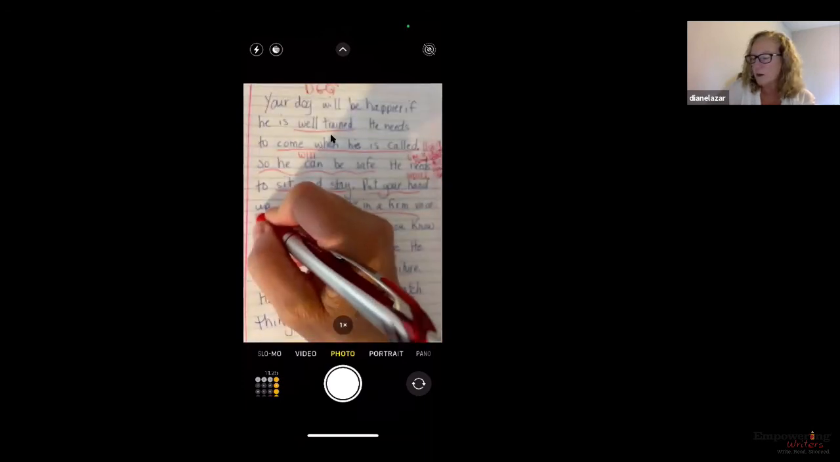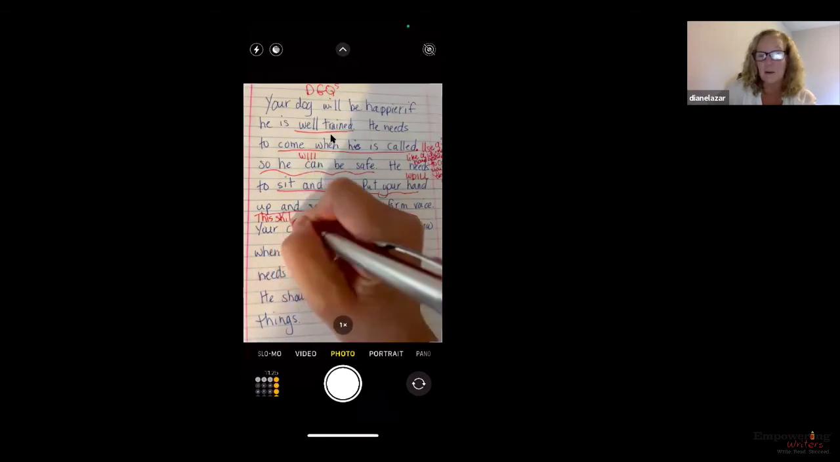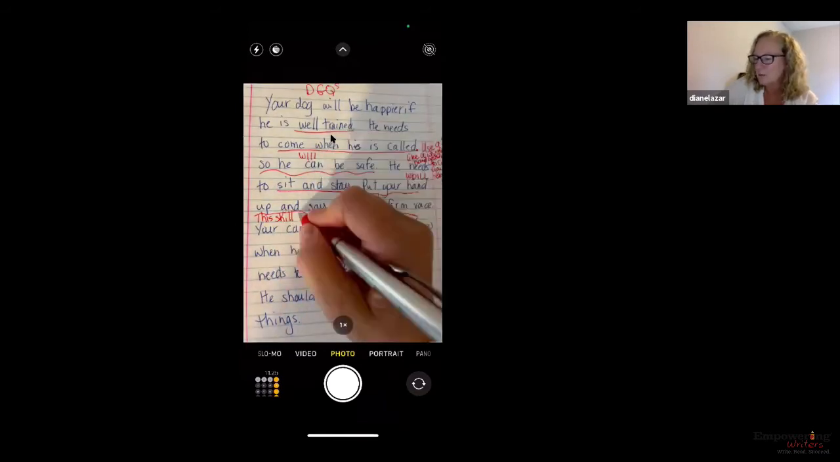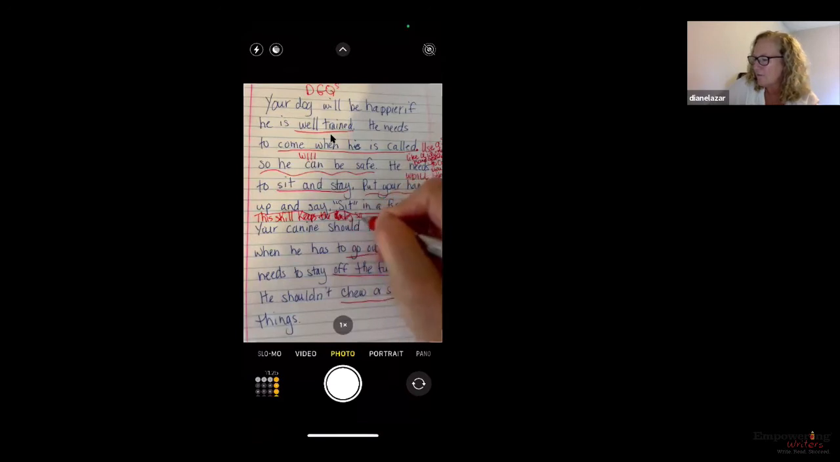We could start this way. This skill, because of course it is a skill, right? This skill keeps the dog safe from danger. Excellent. All right, let's continue.